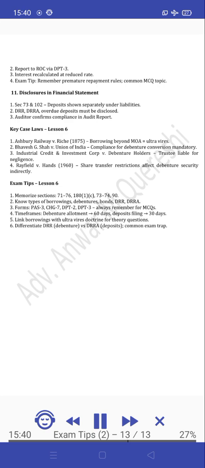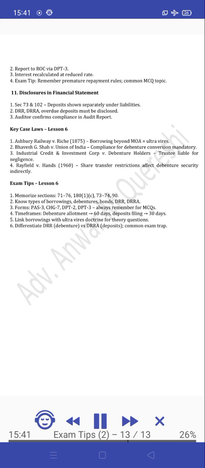Key case laws. Lesson 6. 1. Ashbury Railway vs. Riche 1875. Borrowing beyond MOA equals ultra vires. 2. Bhavesh G. Shah vs. Union of India. Compliance for debenture conversion mandatory. 3. Industrial Credit and Investment Corp vs. Debenture holders. Trustee liable for negligence. 4. Rayfield vs. Hands 1960. Share transfer restrictions affect debenture security indirectly.